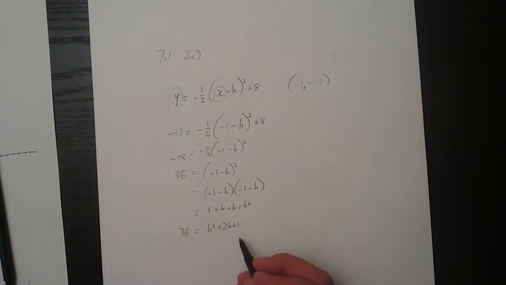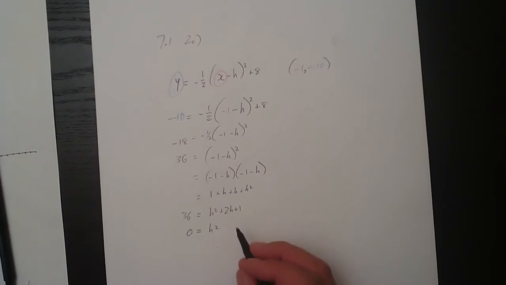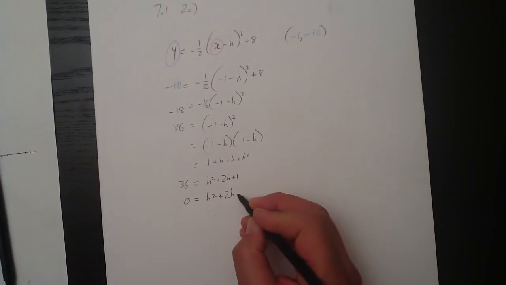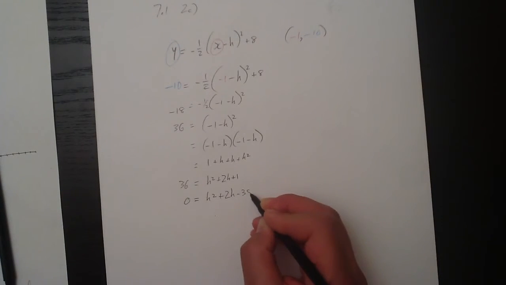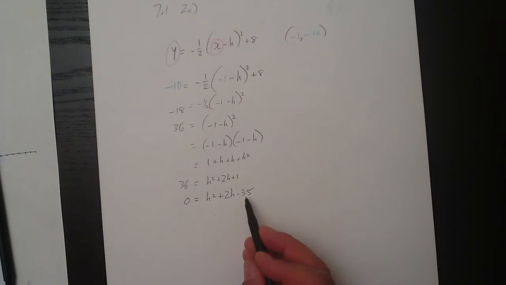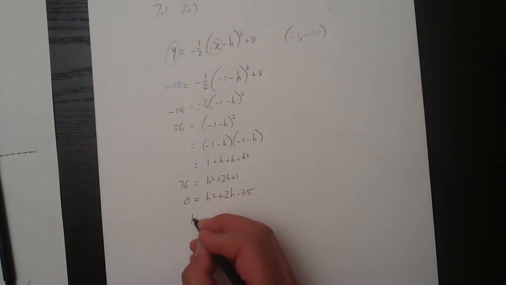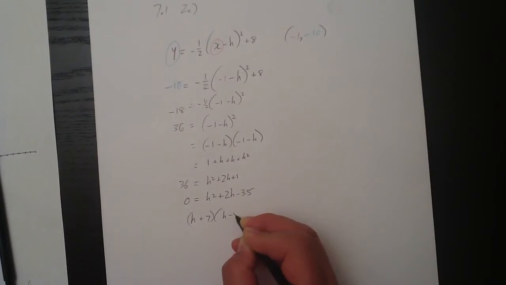So if we subtract 36 from both sides, we get 0 equals h squared plus 2h minus 35. So two numbers that multiply to -35 that add to 2. Well, 5 and 7 look like good candidates. So if we add the 7 and minus the 5, we're going to end up with 2. So (h + 7)(h - 5).